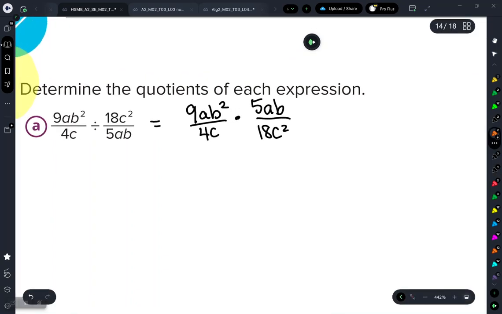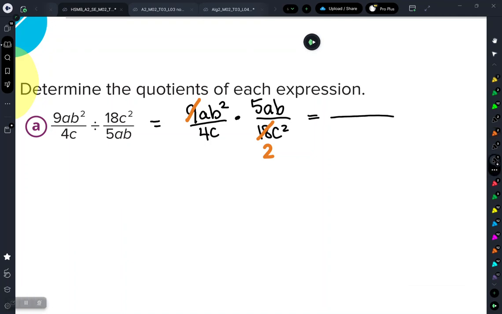All right, well, I'm looking at the variables here, and the a's are all on top, the b's are all on top, and the c's are all on bottom. So our a's, b's, and c's are not going to cancel at all. But I can cancel one thing, and that is 9 goes into 18 twice. That's all. So now I just have to multiply across.